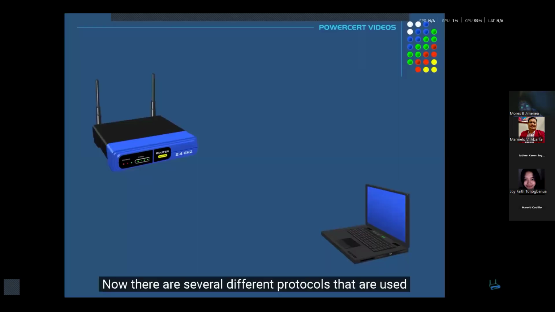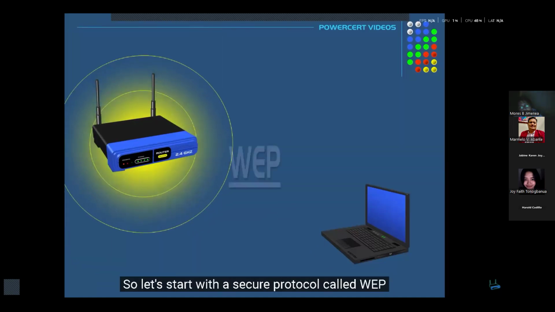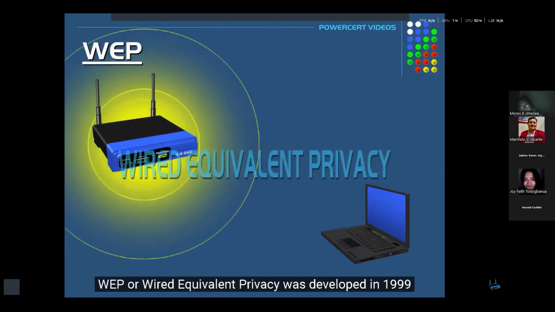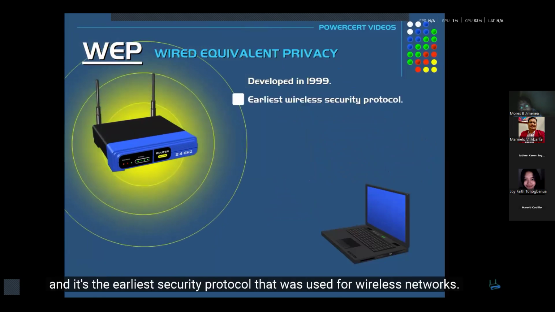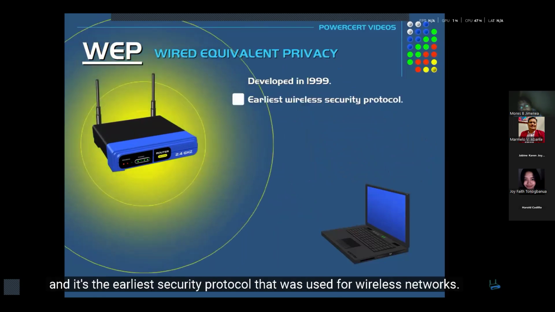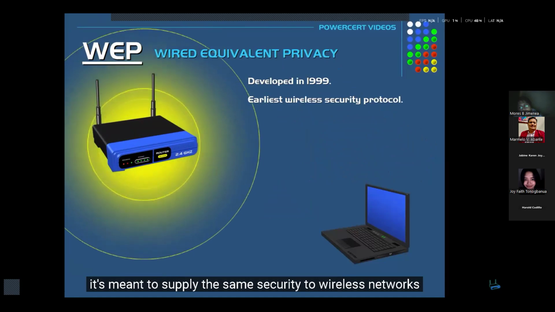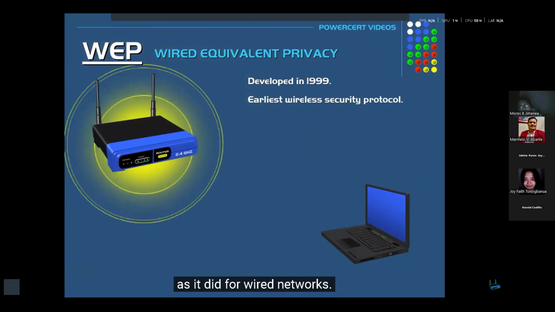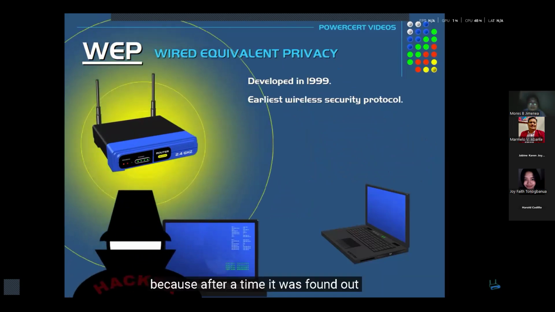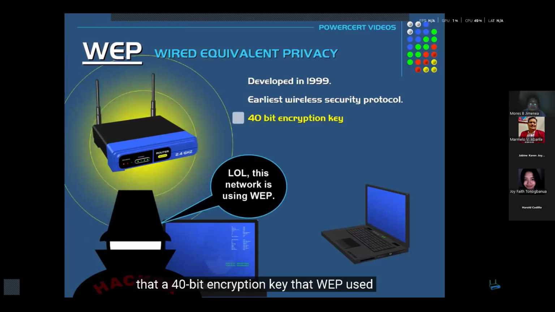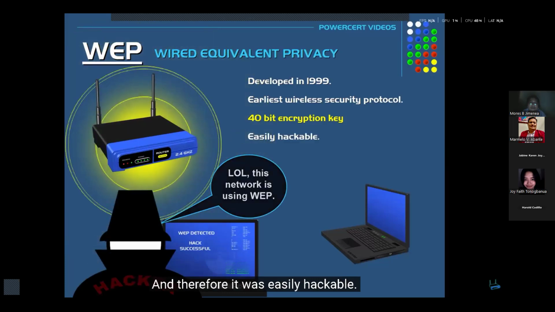Now, there are several different protocols that are used for securing a Wi-Fi network. So let's start with a secure protocol called WEP. WEP, or Wired Equivalent Privacy, was developed in 1999, and it's the earliest security protocol that was used for wireless networks. And also, as its name implies, it's meant to supply the same security to wireless networks as it did for wired networks. However, this turned out not to be the case, because after a time, it was found out that the 40-bit encryption key that WEP used was vulnerable and not secure, and therefore it was easily hackable.